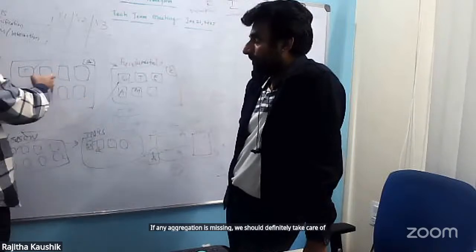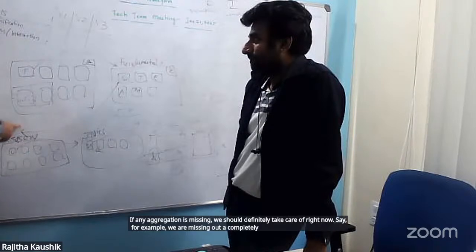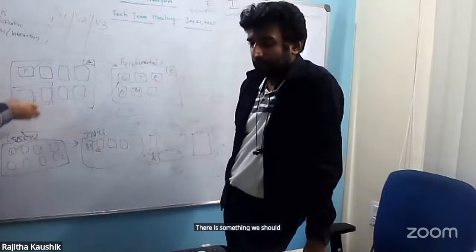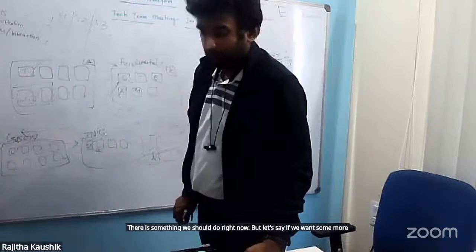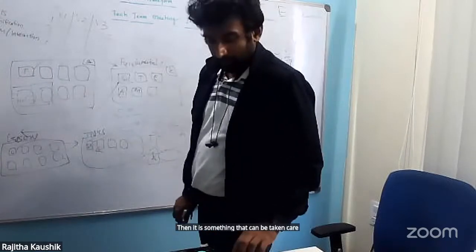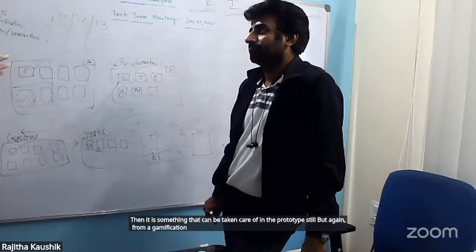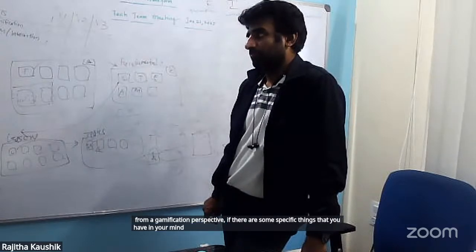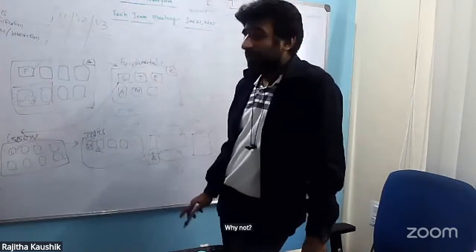Say, for example, we are missing out a completely one level in this entire workflow. There is something we should do right now. But if we want some more fields in a particular thing, that can be taken care of in the prototype stage. But from a gamification perspective, if there are specific things you have in your mind right now, let me know, and we should definitely take care of that.